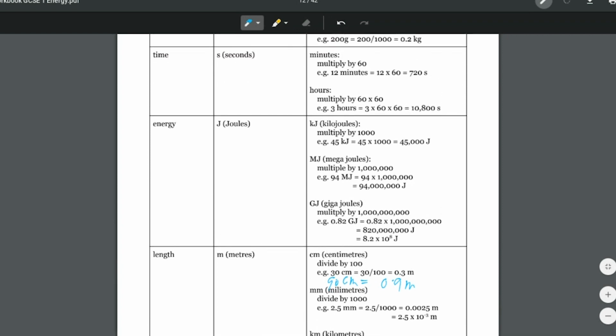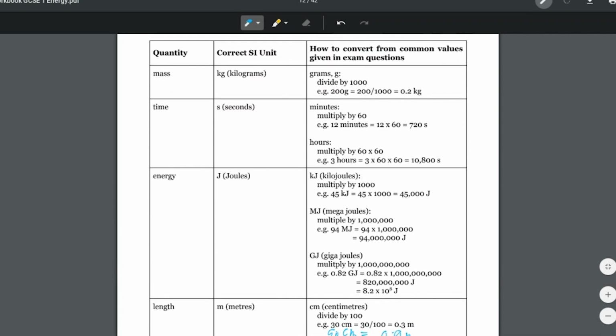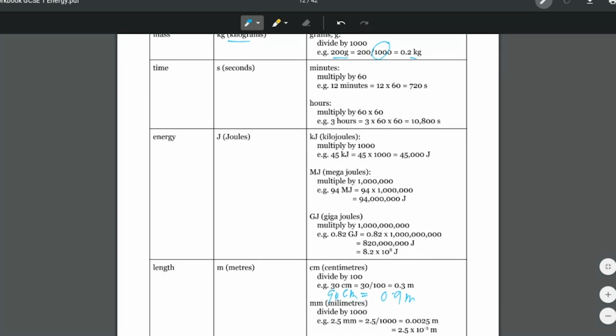Now it's important you can do these conversions. So the key one really is that kilo means 1,000. So if you ran 5k, 5 kilometers, you'd run 5,000 meters. So anytime you need to convert, so 200 grams into kilograms, divide by 1,000 because it's kilograms. Let's keep with that. So kilojoules. If we had it in kilojoules, that would stand for 1,000 joules. So you got 45,000 joules.